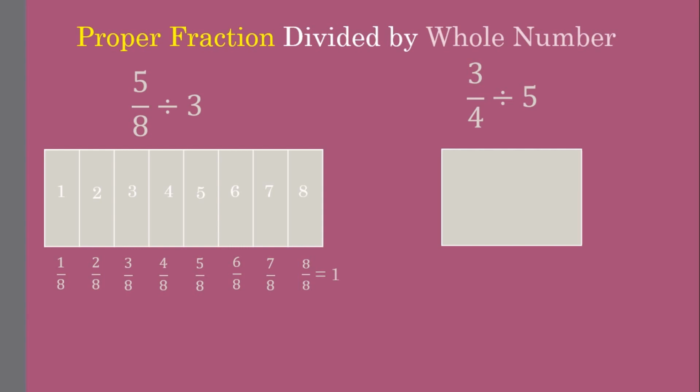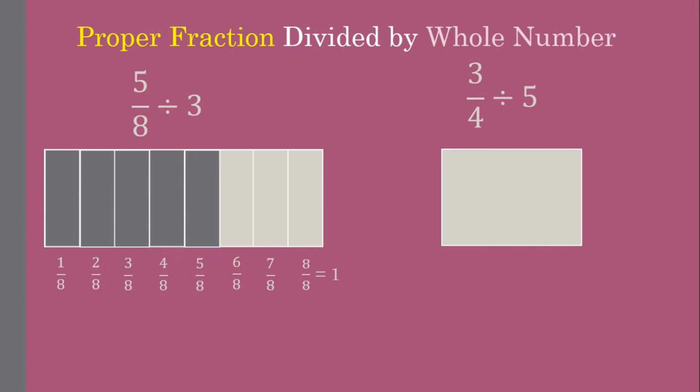I need to start with 5/8. Now I have a whole rectangle, so in order to show 5/8, I have to shade 5 of the 8 parts. So this is 1/8, 2/8, 3/8, 4/8, and 5/8. In order to take 5/8 and divide it evenly into 3 parts, I first start with 5/8. The shading, or the gray, represents the 5/8 of the original whole rectangle. Then I want to take that 5/8 and divide it evenly between 3.